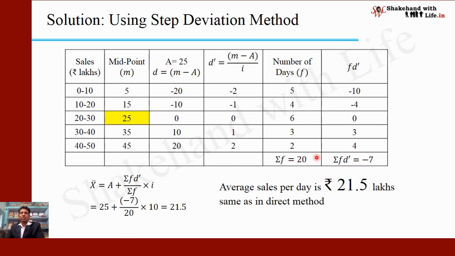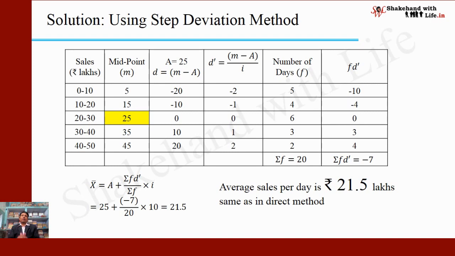Now put the values, sigma f d dash, sigma f, A and I, in this formula. So A is 25, sigma f d dash is minus 7, sigma f is 20, and I is 10. Therefore x bar is equal to 21.5. Therefore the average sales per day is rupees 21.5 lakhs, same as in the direct method. So there is no change in the answer. The answer is always the same. The only change is in the methodology.